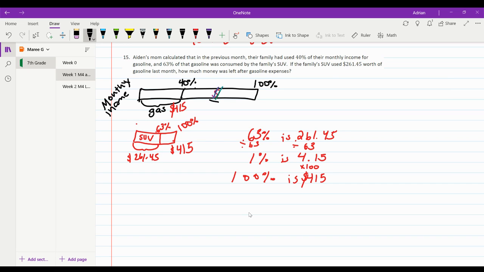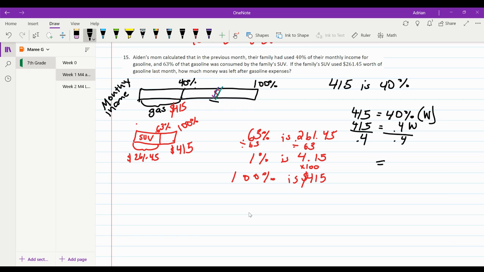So if we know that $415 is 40%, we can think about this as 40% of the total, so that's the whole, is equal to 415. And we know this is 0.4 times the whole equals 415. So 415 divided by the number next to the variable, 0.4, gives me what the whole is.